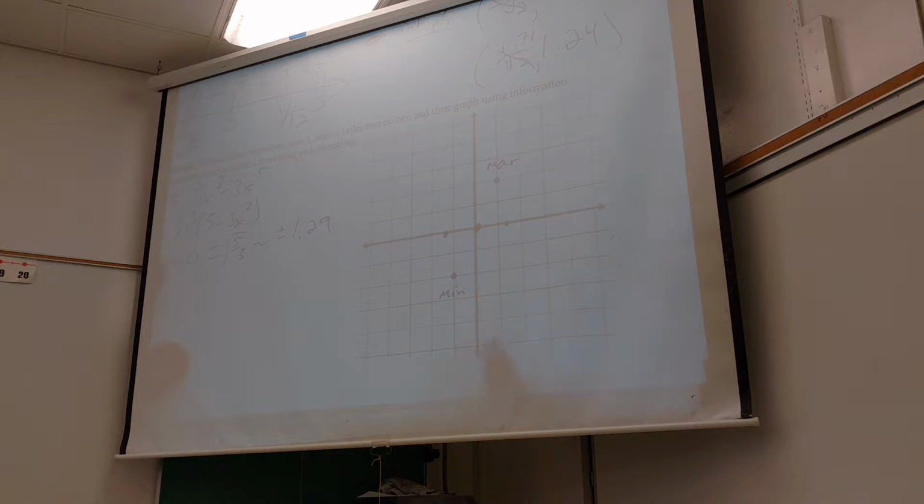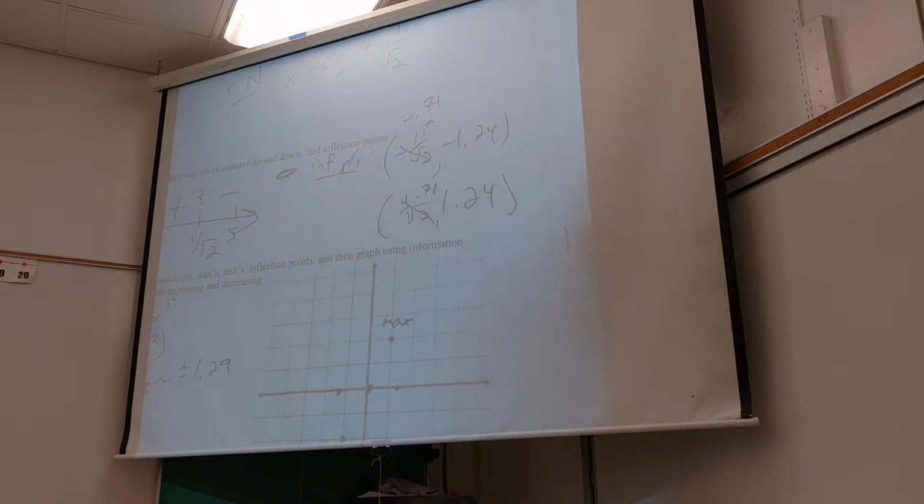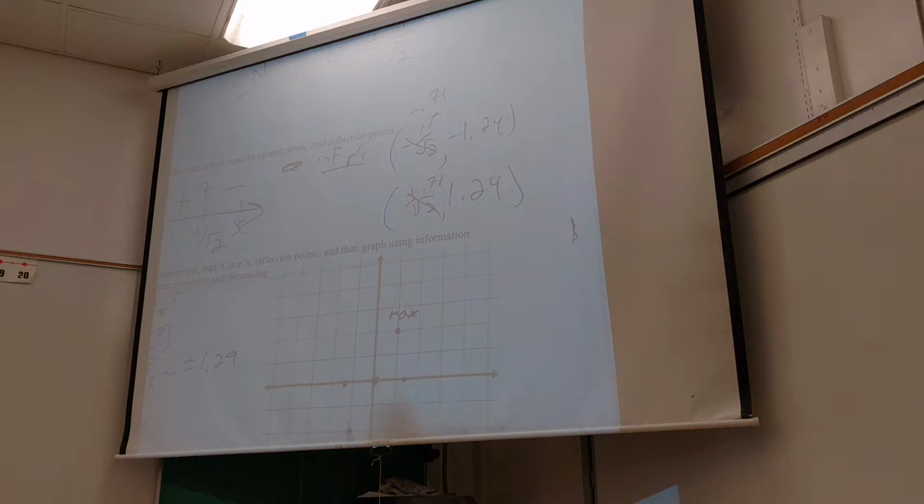Notice a little tiny detail. I write min underneath it, and then my graph won't go through the word min. Right? Little tiny thing, but still. What else we got? Concavity, inflection points. Negative 0.7 roughly.